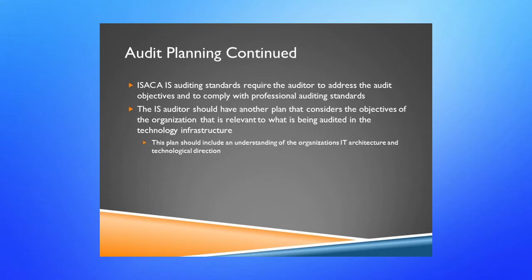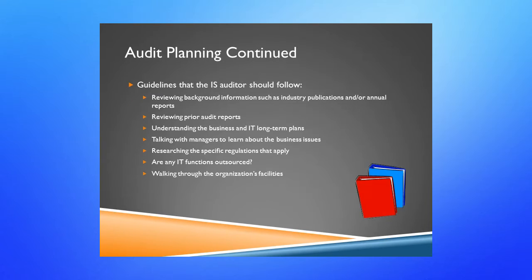So that's part of what I talked about with the information gathering. We use that information as a foundation for the actual audit planning. Now, the guidelines that an IS auditor should follow are things like reviewing the background information, such as industry publications or annual reports. They should look at prior audit reports to see what issues were brought up in the audits that were done before this one. Understanding the business and IT long-term plans is a very important part of this.